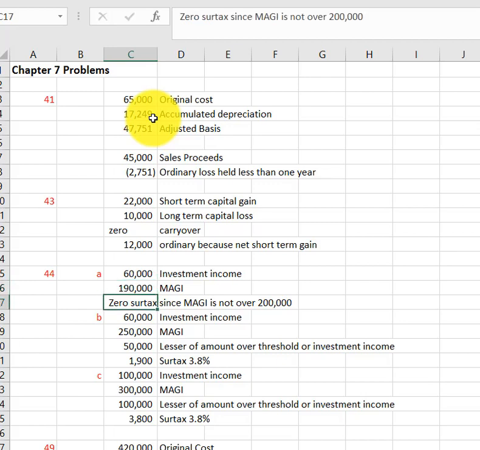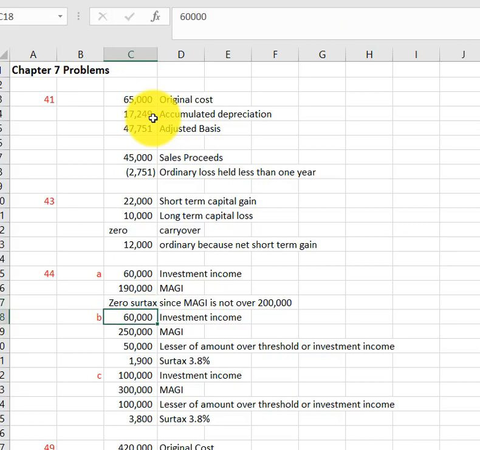ordinary income. So it is not subject to the lower tax rates. 44, we have three different independent situations having to do with Jacob. So first of all, he's got 60,000 of investment income, 190,000 of modified adjusted gross income, so there's no surtax because he's not over 200,000.